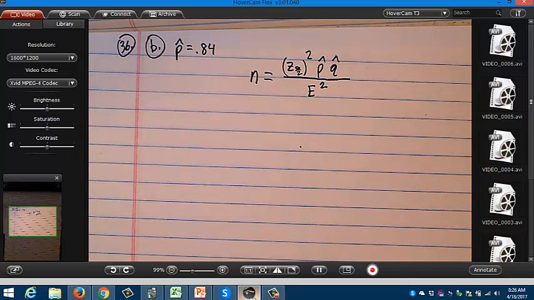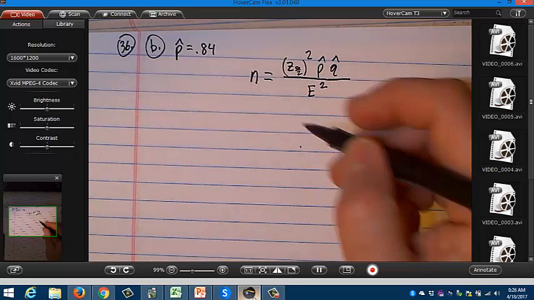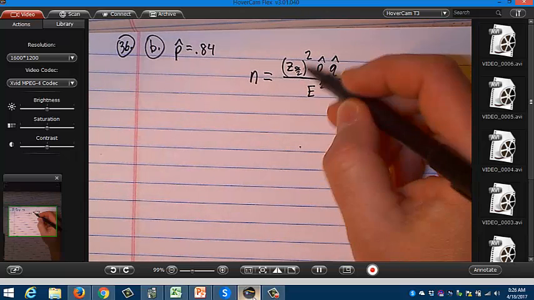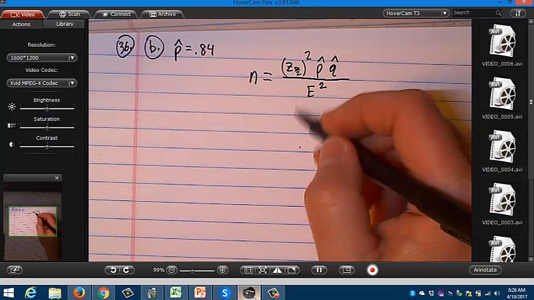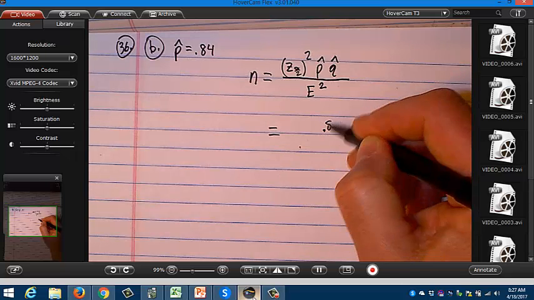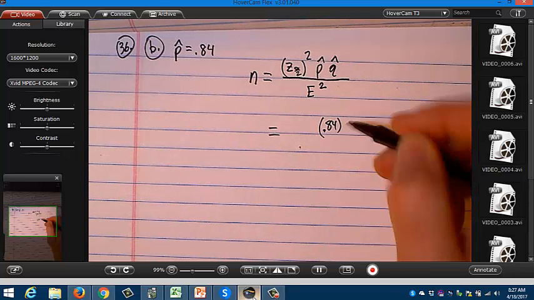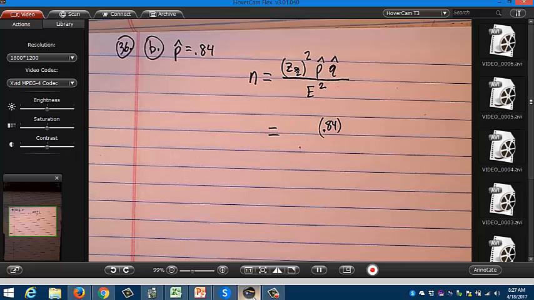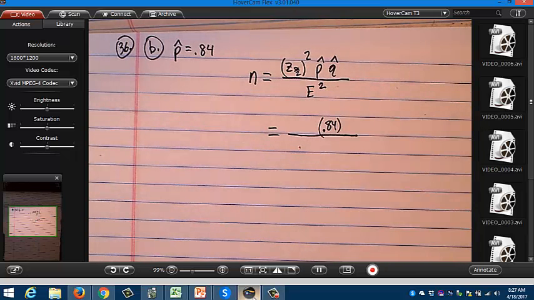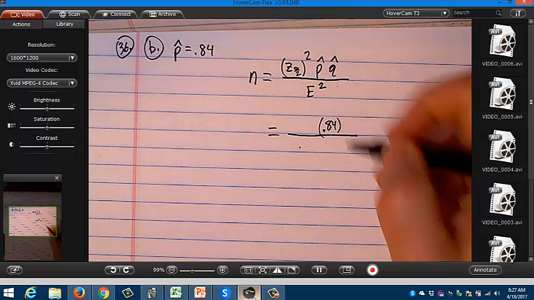And so, I guess, so far, I know I have the Z alpha over 2. No, I don't know that yet. Oh, what I do know is I know P hat. P hat is 0.84. Can you guys tell me anything else? I need Z alpha over 2. I need Q hat and I need E. What's that? For what? Q hat is 0.16. I agree.